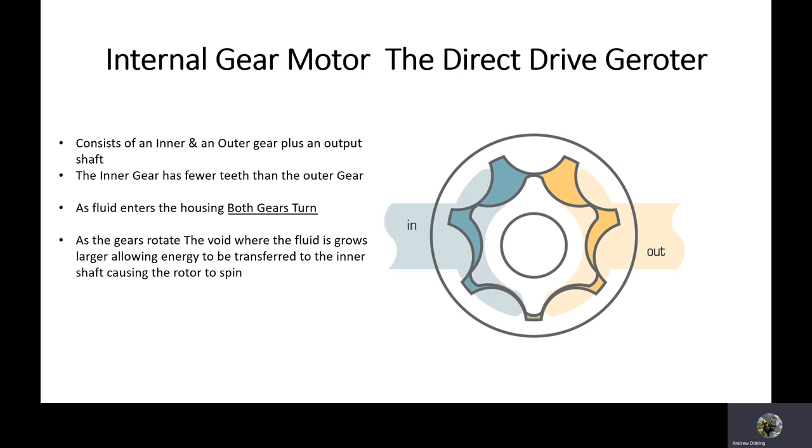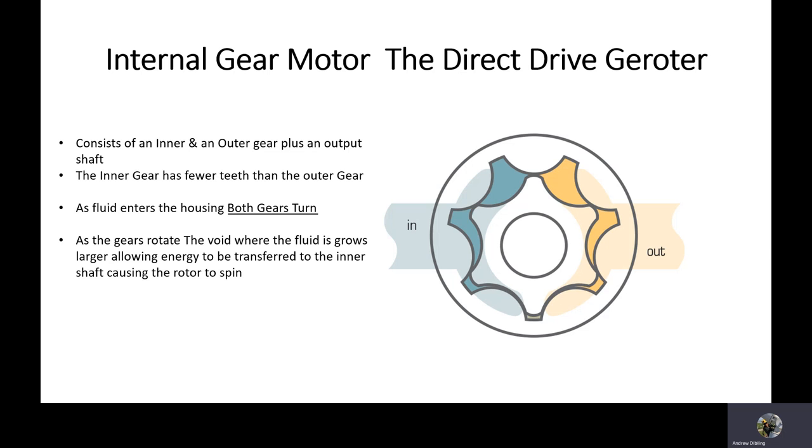So this is an internal gear motor, or what we call a direct drive Gerotor, and it consists of an inner and an outer gear, and both of them turn. The inner gear has fewer teeth than the outer gear. As the fluid enters the housing, both gears turn, but because there is an eccentricity in it, in other words, it's offset a little bit, the output shaft is a little lower on the casing and it's not quite in the middle. That allows for the voids to be created on the upper side.